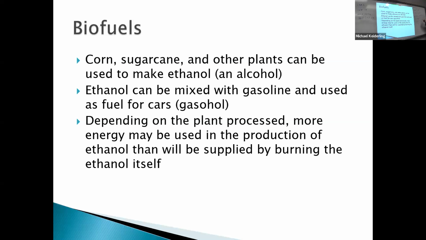Pretty much all the gas you buy these days has at least, around Indiana, I think it's 10% ethanol. Depending on the plant and process, there are some issues with this where you can end up actually using more energy in the production of the ethanol than gets supplied by burning the ethanol. This is a problem with certain plants and certain ways of producing it. Another thing that you can use as biofuel is just plant matter. You can burn it and use that to run a power plant.